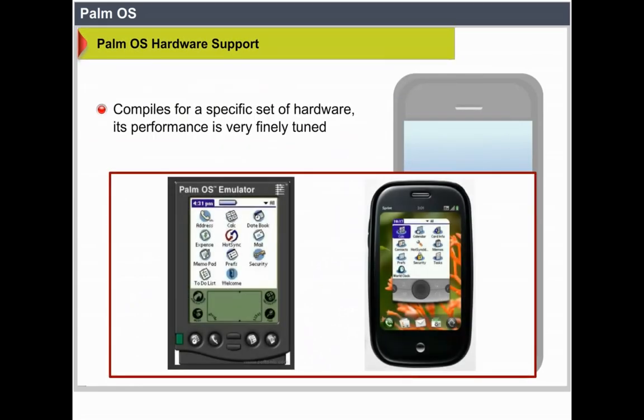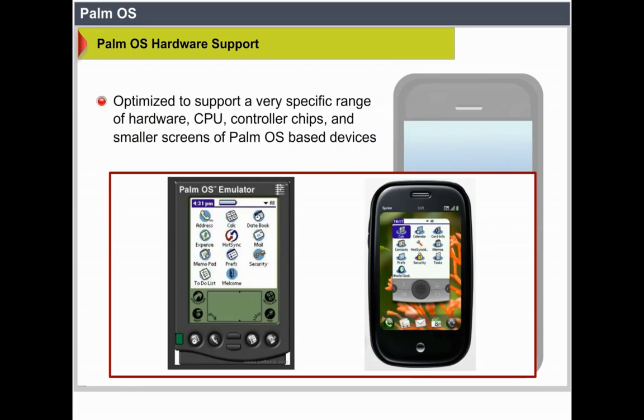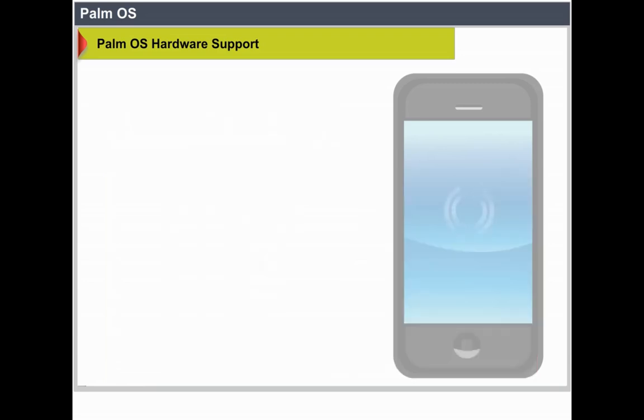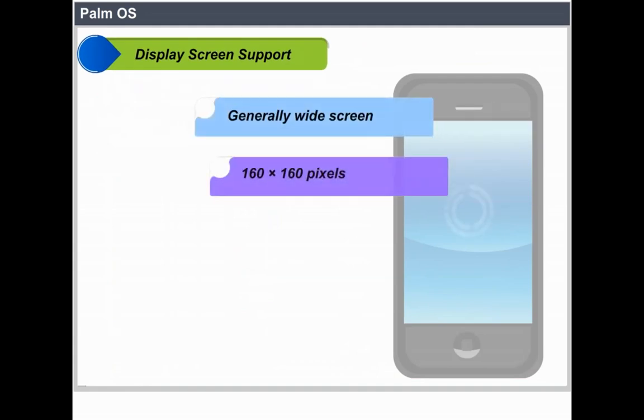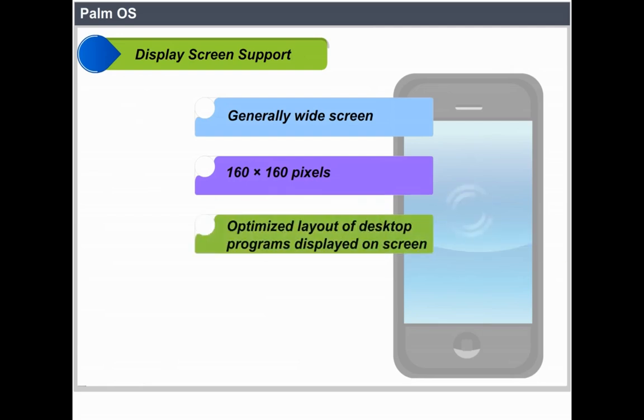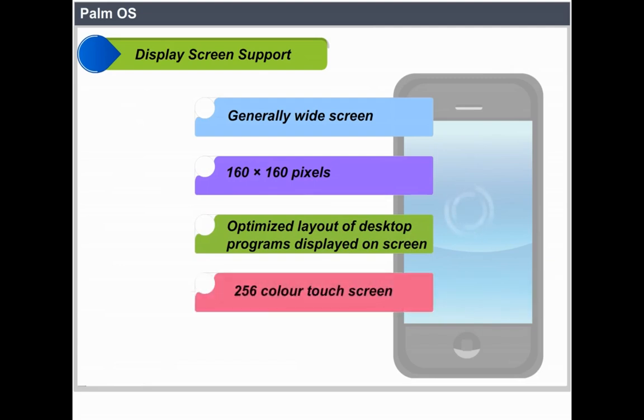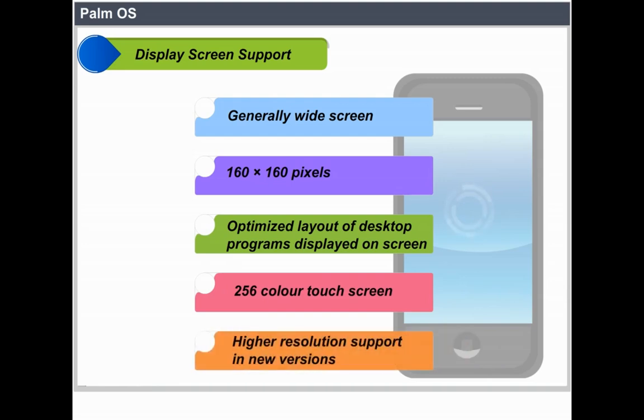It compiles for a specific set of hardware. Its performance is very finely tuned, optimized to support a very specific range of hardware, CPU, controller chips, and smaller screens of Palm OS-based devices. Display screen support: generally widescreen, 160 by 160 pixels. Optimized layout of desktop programs displayed on screen. 256 color touchscreen. Higher resolution support in new versions.